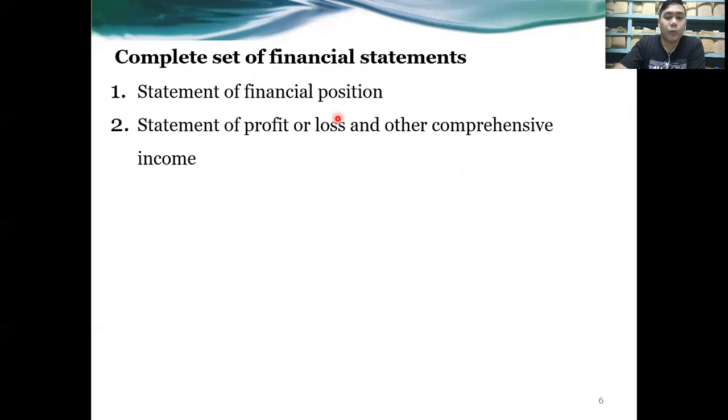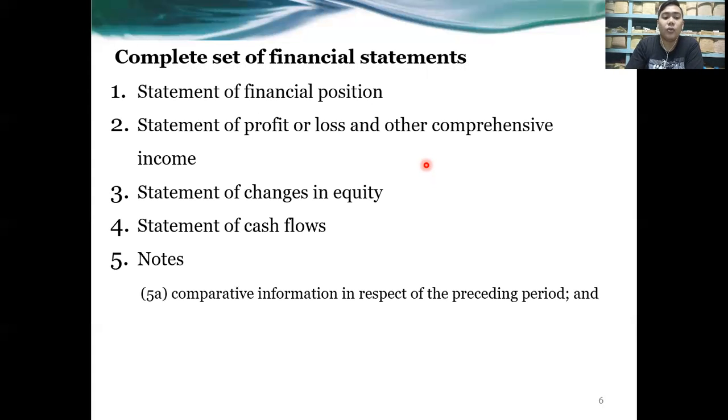So what are the complete set of financial statements? Number 1, statement of financial position, or the old term, the balance sheet. Okay, statement of profit or loss or income and expense. May nagahambal nga statement of income and expense, ano? So statement of profit or loss and other comprehensive income. Statement of changes in equity, cash flows, notes.